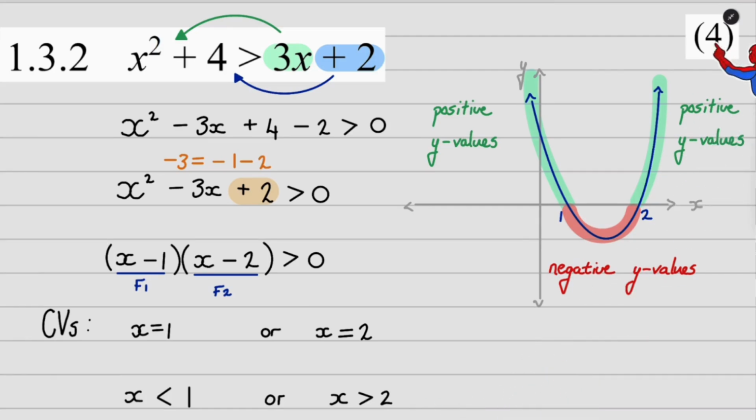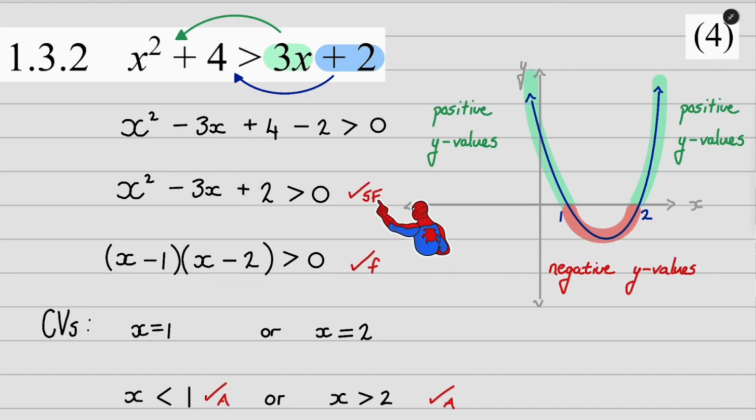Let's have a look where these 4 marks come from. The first mark comes from standard form. The second mark comes from your factors. And then you get a mark for each answer.